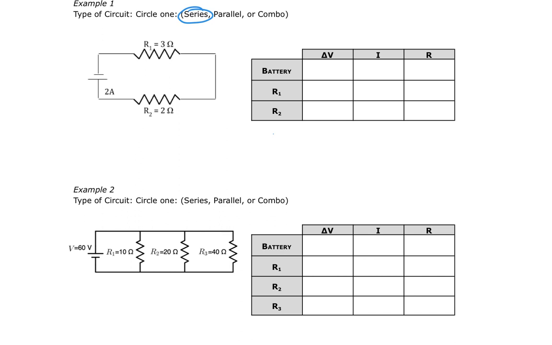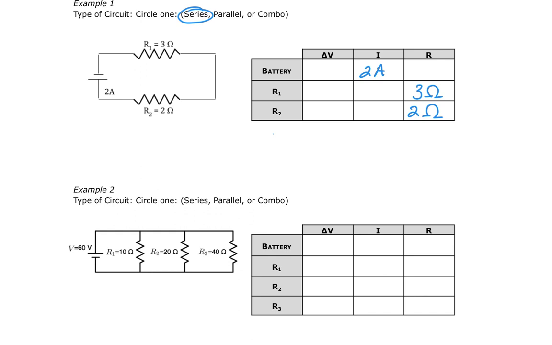So the first thing we want to do is plug in the information that we're given. So I know that the current through the battery is 2 amps. I know that R1 is equal to 3 ohms, and I know that R2 is equal to 2 ohms. So that's the information that I'm given. That's just what I know.